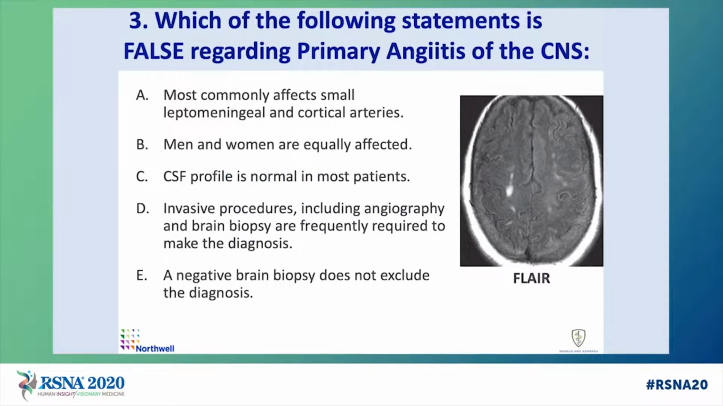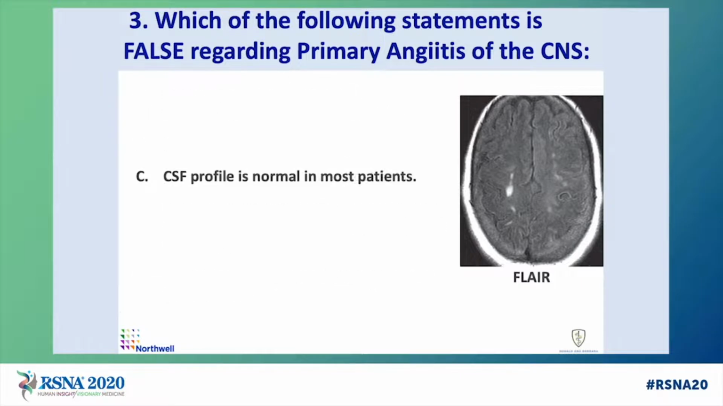The question for this case is, which of the following statements is false regarding primary angiitis of the central nervous system? A. Most commonly affects small leptomeningeal and cortical arteries. B. Men and women are equally affected. C. CSF profile is normal in most patients. D. Invasive procedures, including angiography and brain biopsy, are frequently required to make the diagnosis. Or E. A negative brain biopsy does not exclude the diagnosis. The answer is C. CSF profile is normal in most patients.